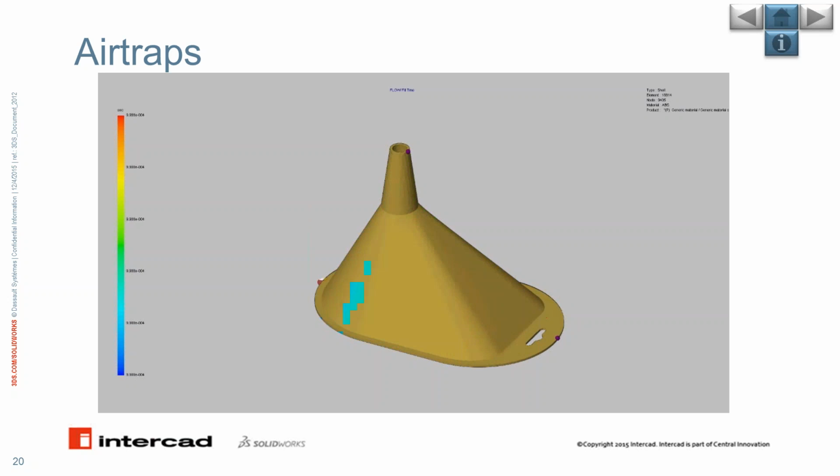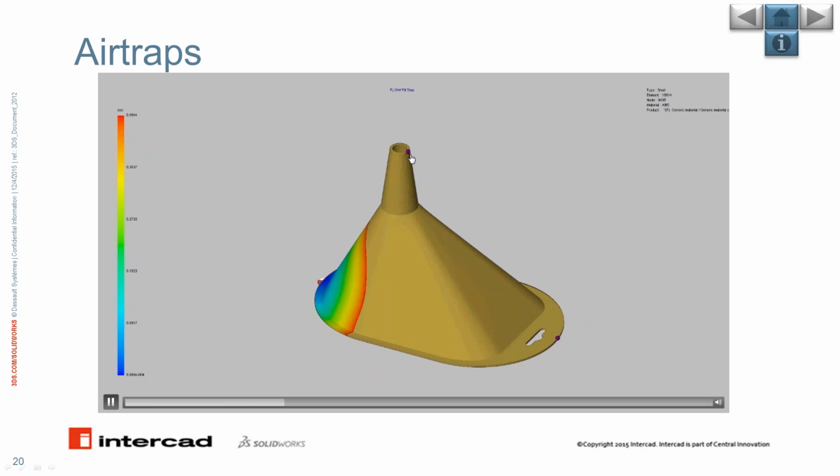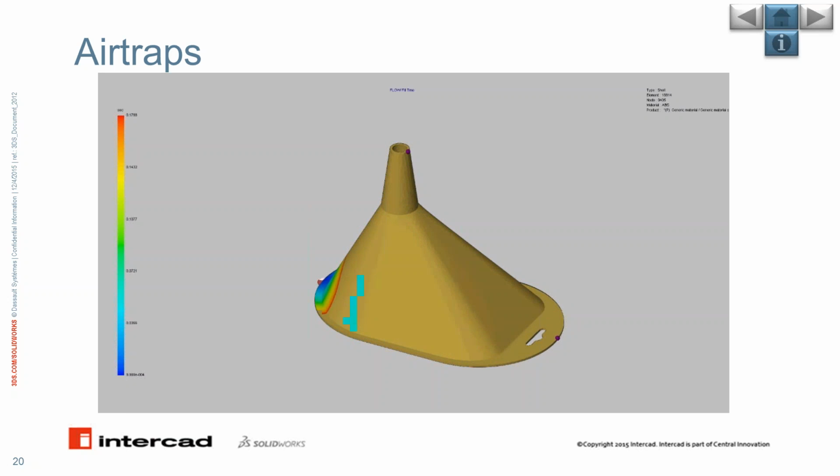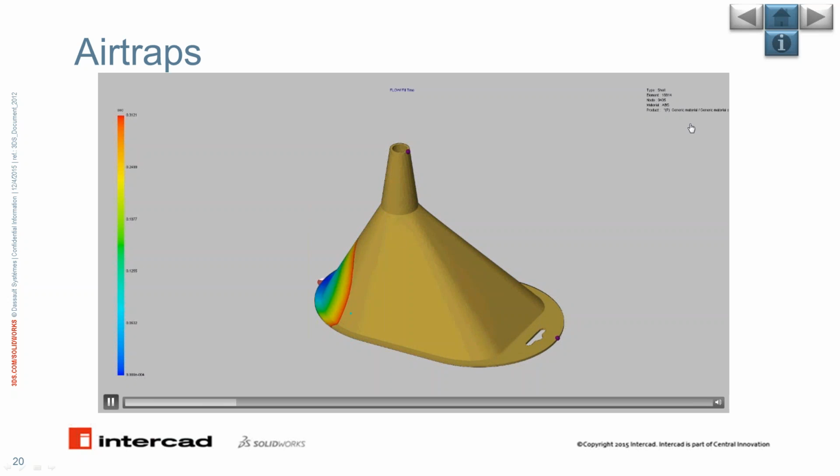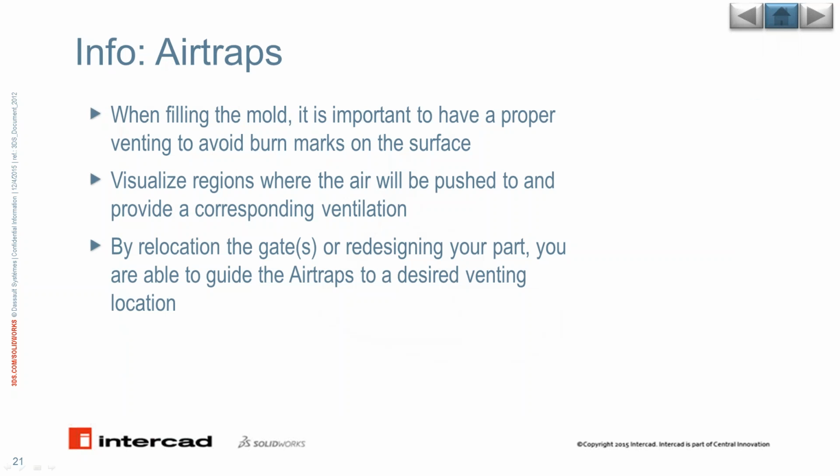Now, using this capability, you will see where the air traps are. Basically, if it's desired, you can keep them and put your ventilation system there. Or if it is not, then again, you have the option of changing your injection points, changing the design thicknesses and everything else.